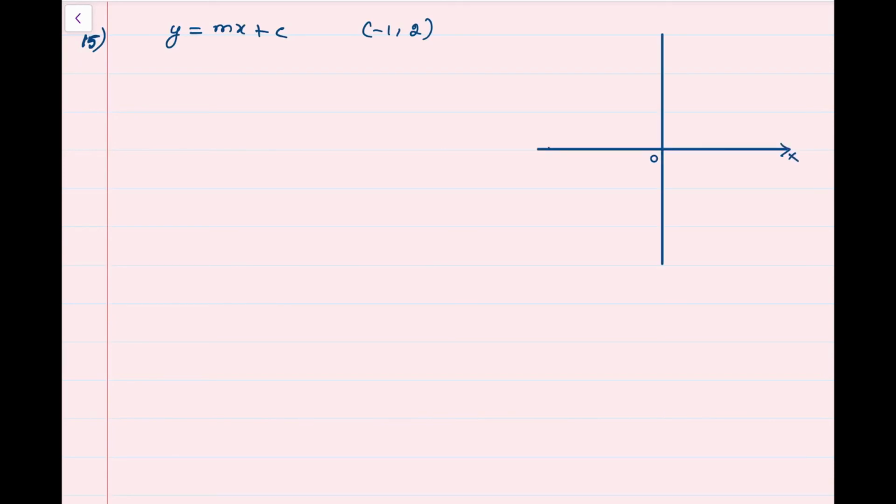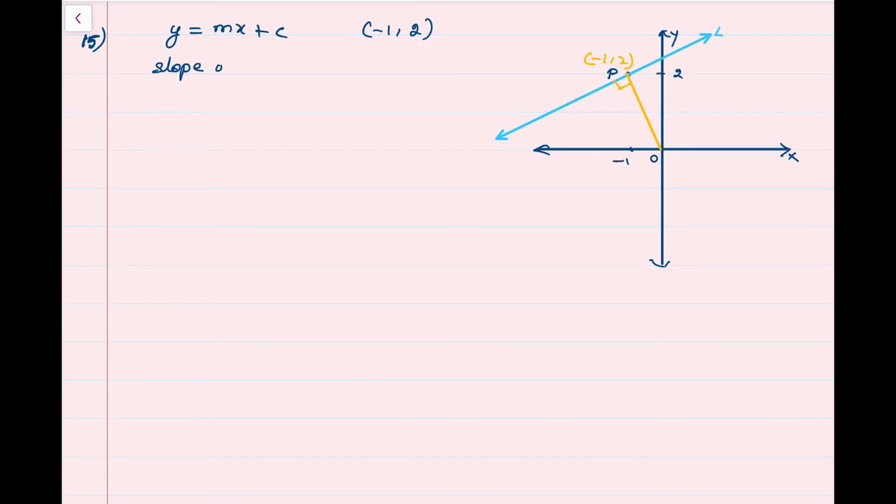Question number 15. The perpendicular from the origin to the line y is equal to mx plus c meets it at the point minus 1, 2. Find the values of m and c. Let this be the line L, which is y is equal to mx plus c. This is a perpendicular and foot of the perpendicular is minus 1, 2. We have to find the values of m and c. We will take this point as P.